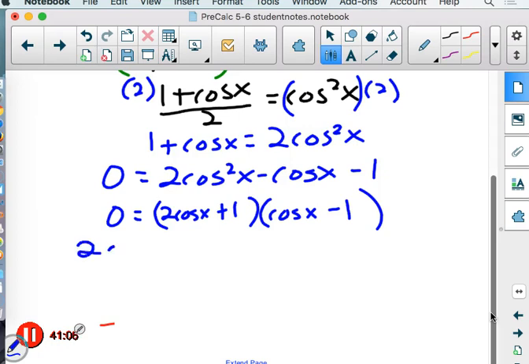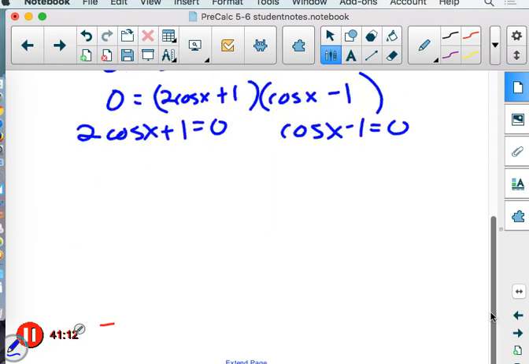So now comes the thinking part. And we go ahead and solve for cosine x. So we'd have cosine x equals negative 1/2. And cosine x equals 1. The easy one or the hard one first? Not that it's hard. Okay, so let's go after easy first. Where is the cosine of x equal to 1? That's 0.